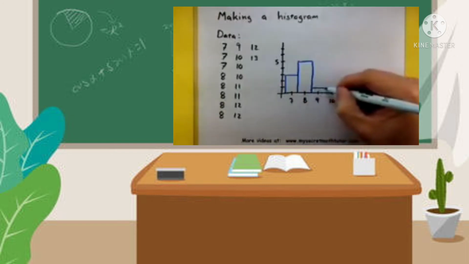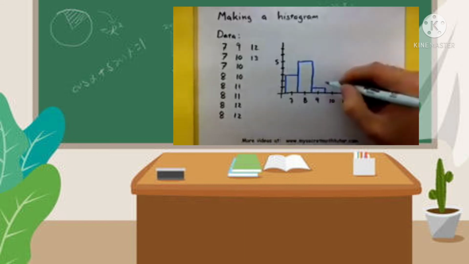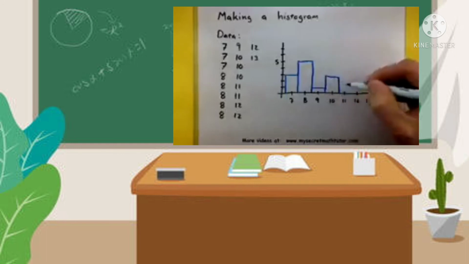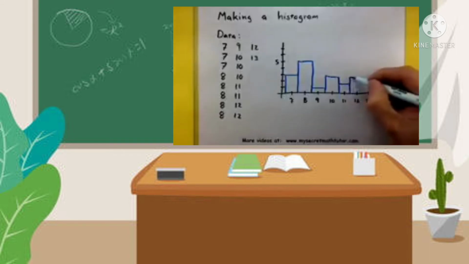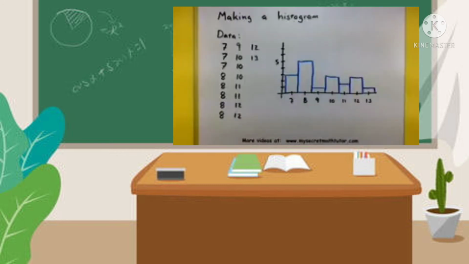So when I get to the 9s, I only have 1 nine. When I get to the 10s, I have 3 of those. To the 11s, oh, I have 2 elevens. Looks like 3 twelves, and only 1 thirteen. So now we've created the different bars for our histogram, and you can see which variable is the most frequent. It's basically the tallest bar.